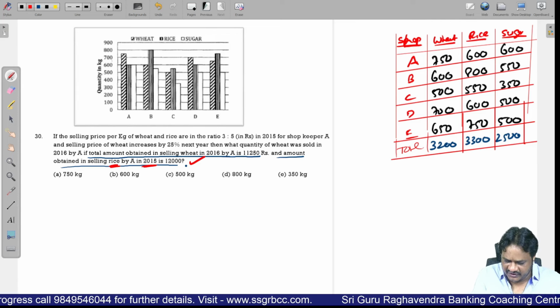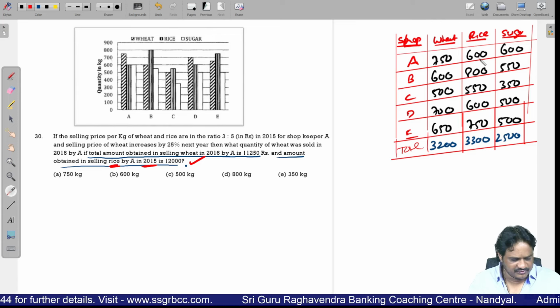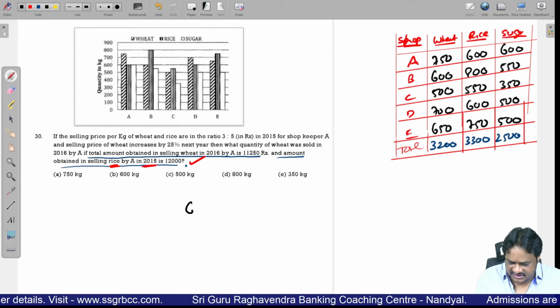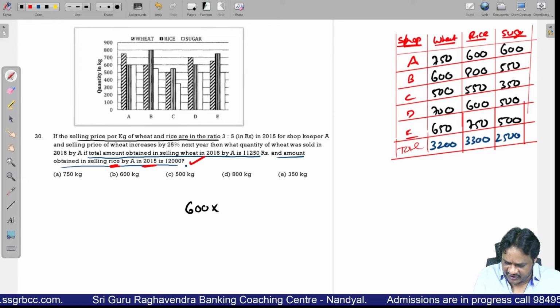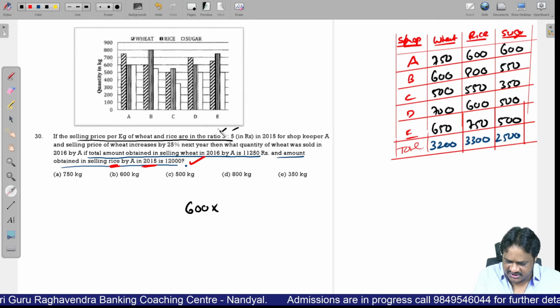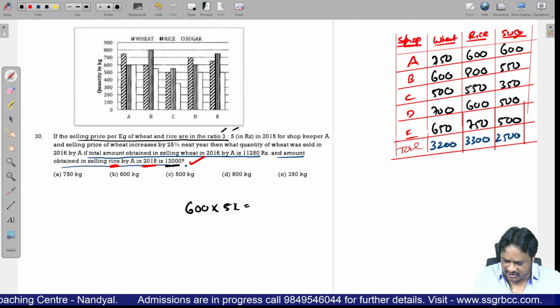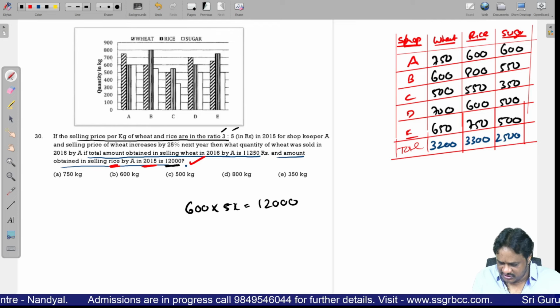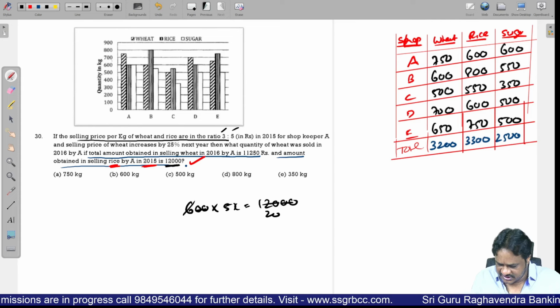A rice in 2015. A rice is how many kgs? 600 kgs. The selling price of wheat and rice are in the ratio of 3:5. That means wheat will be 3 parts, rice will be 5 parts. Now we are taking rice. So this is 600 into 5x, and we are getting 12,000 rupees. Let us do the calculation. Two zeros cancel. 6 ones are 6, 6 threes are 18, 6 fours are 24... so 5x is equal to 20.